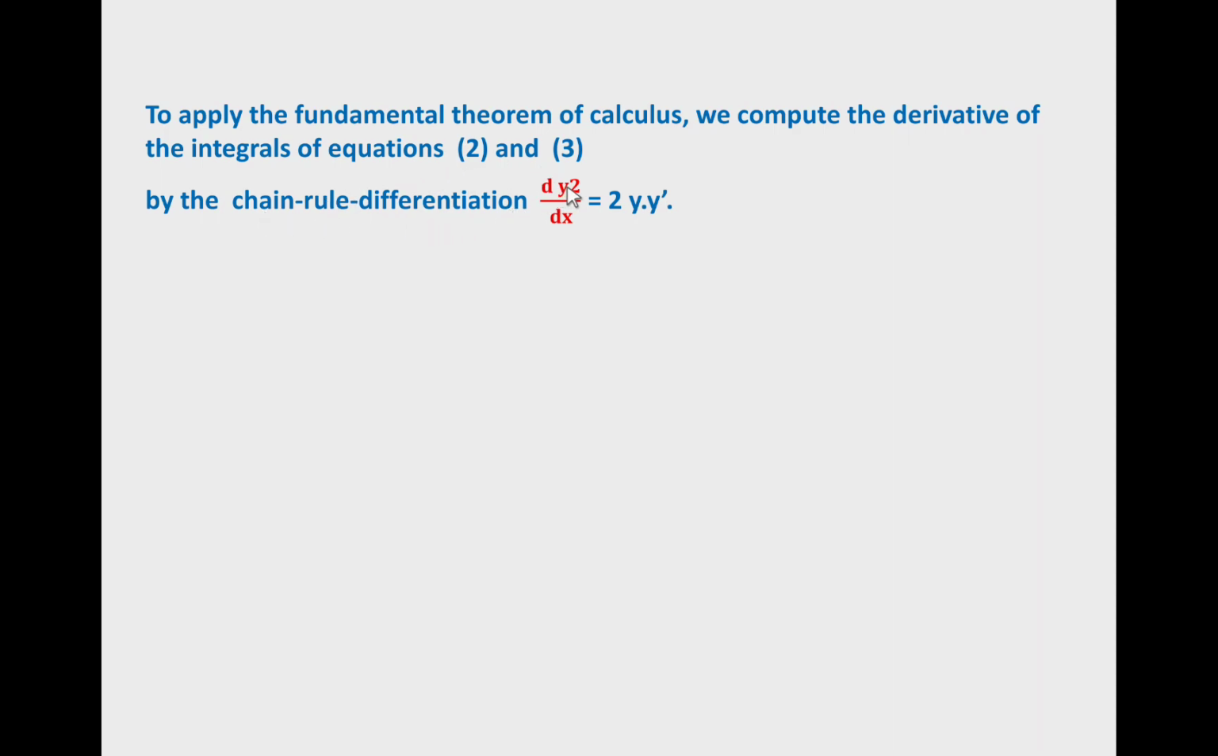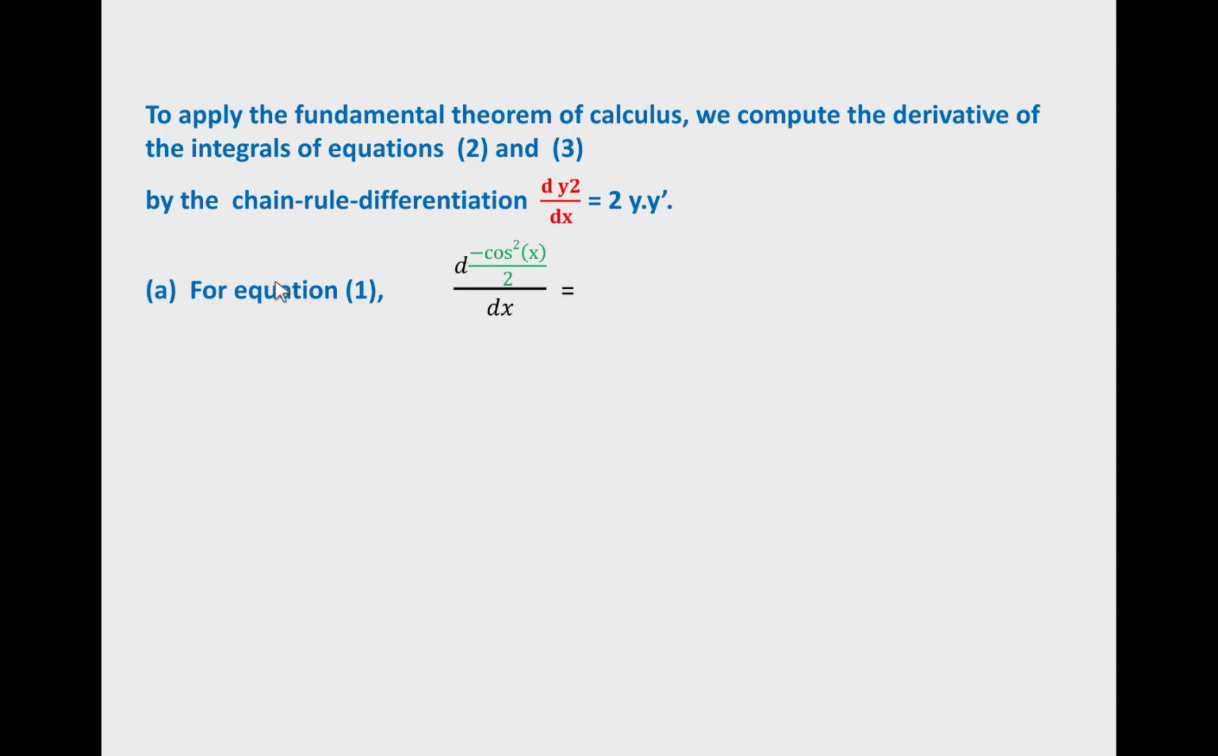If we have the derivative of y squared by dx, we will just say it's equal to twice y and then multiply it by y prime. That is the derivative of y squared and then the derivative of y. The derivative of y squared is 2y, and the derivative of y is y prime. So we're going to keep this one handy.